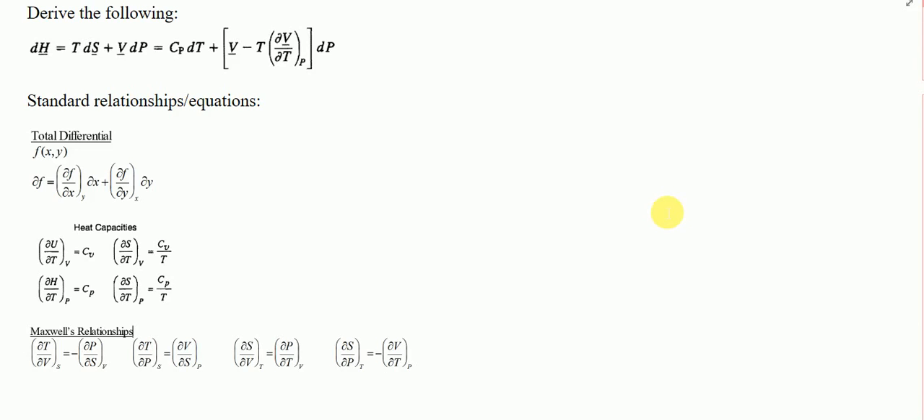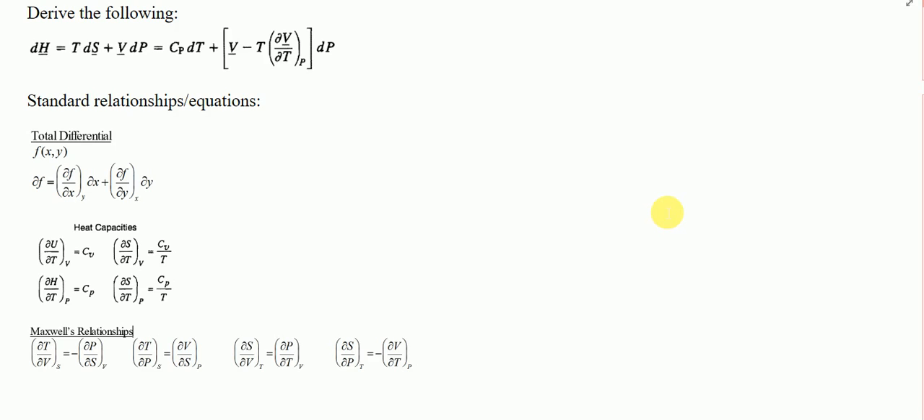So the question is to derive the following: dH is equal to TdS plus VdP, which is equal to CpdT plus bracket V minus T times (dV/dT) at constant P, all of that times dP.